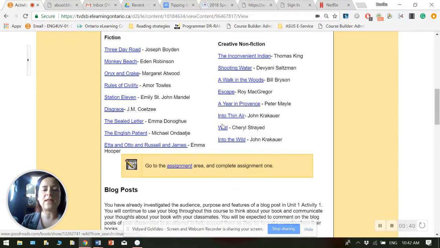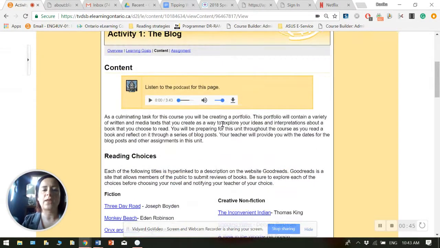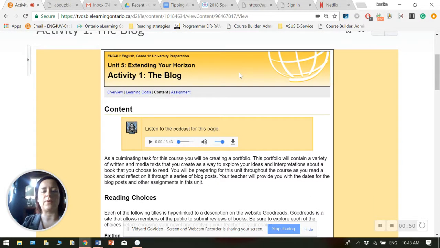In activity one for unit 5 content, I talk about what you're doing for your culminating task. So let's look at this for a second. You're going to create a portfolio. Now, I don't know how familiar you guys are with portfolios. This is going to be a digital portfolio. And your portfolio contains a variety of written and media texts that you will create to explore your ideas about the way that you're interpreting a book that you've chosen to read.